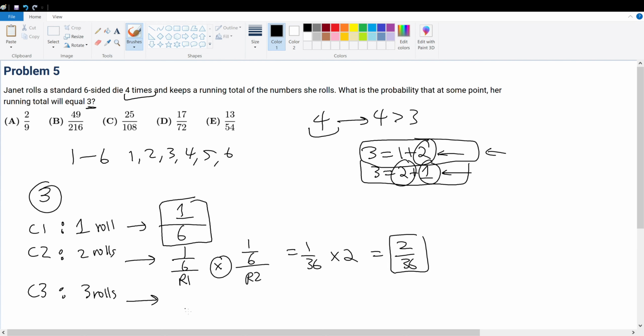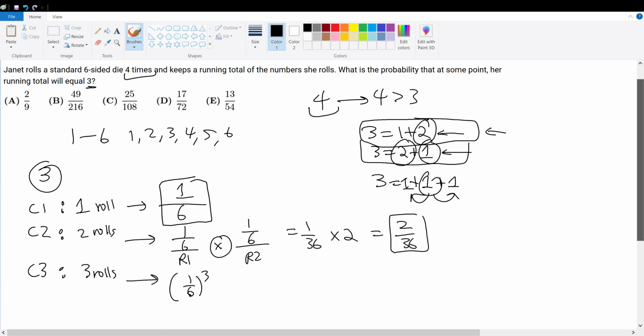What about case 3? Well, that's similar. 3 is equal to 1 plus 1 plus 1. That means we must roll a 1 on all 3 rolls, so that's 1 over 6 to the third. It doesn't matter which 1 comes first or third, because they're all the same number, so there's no arrangement to consider. So 1 over 6 to the third is the answer for case 3, and we have all 3 cases.